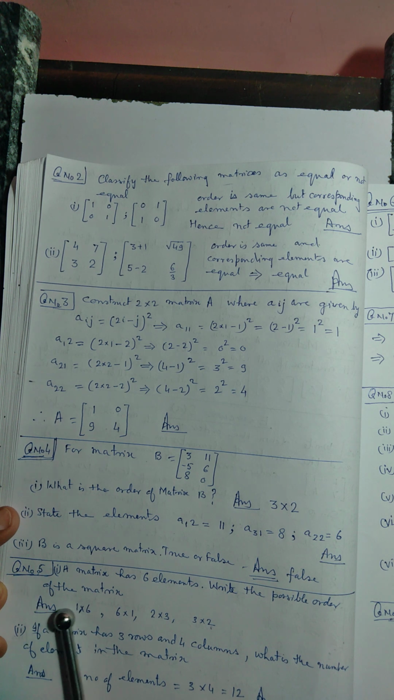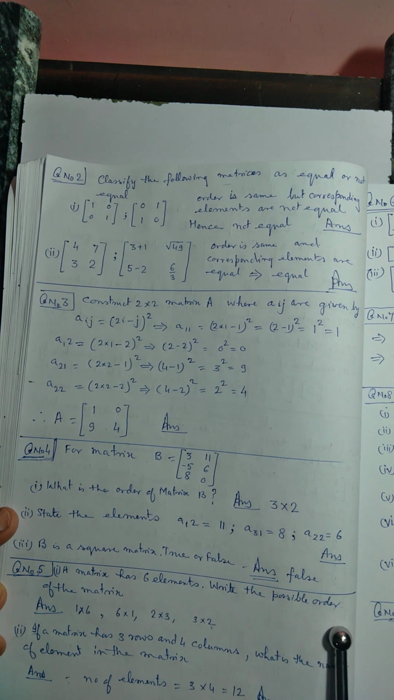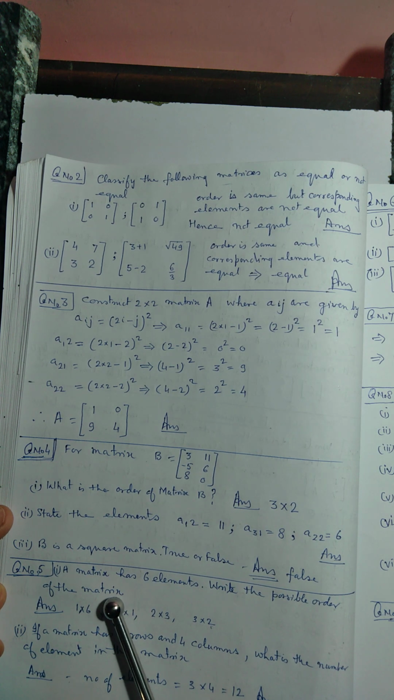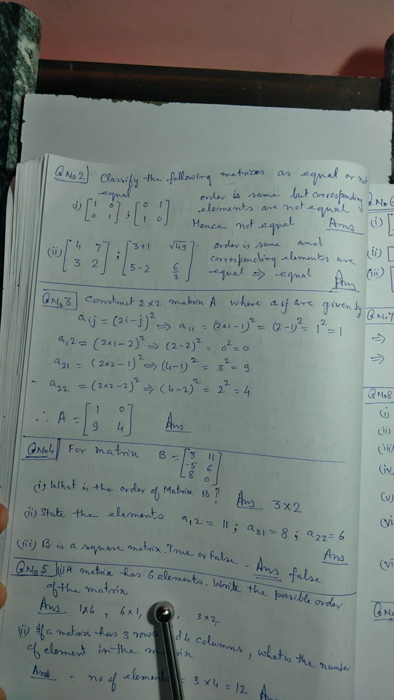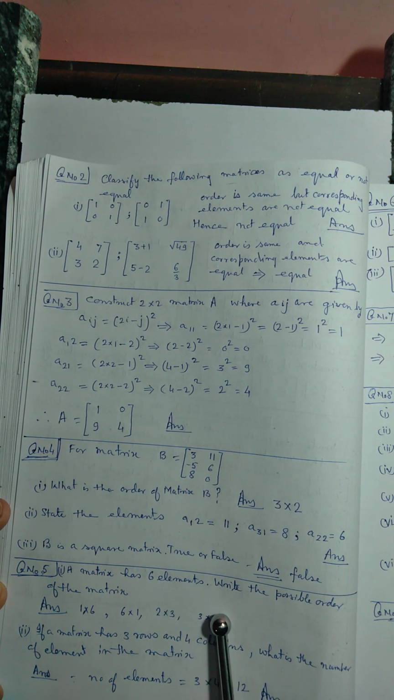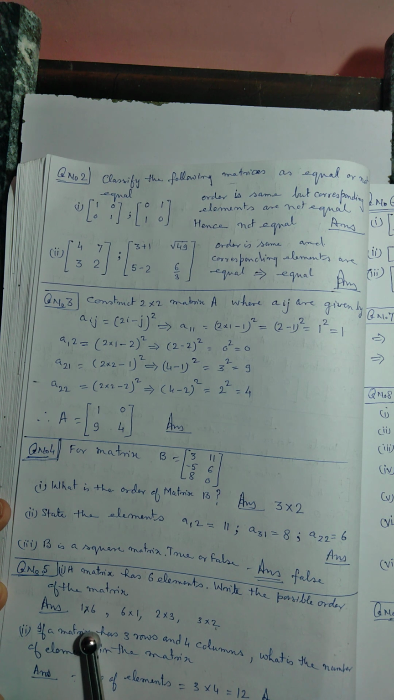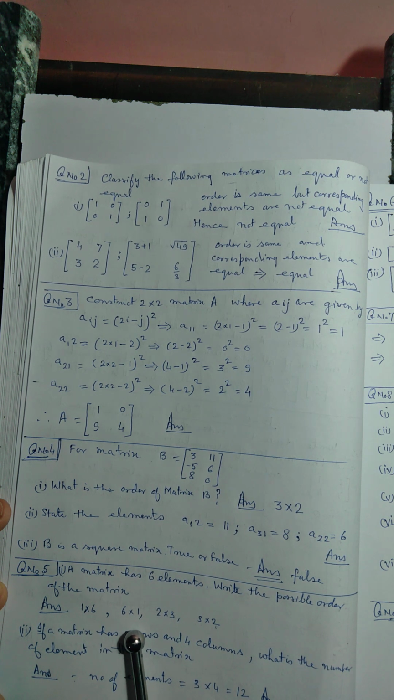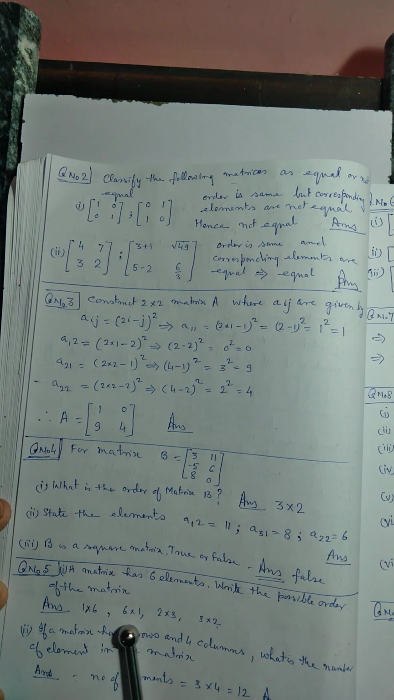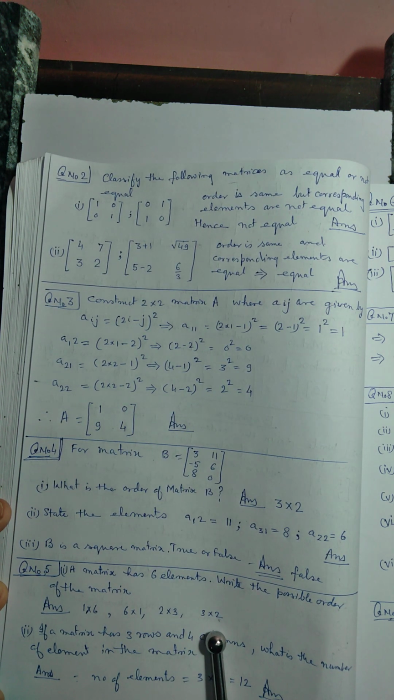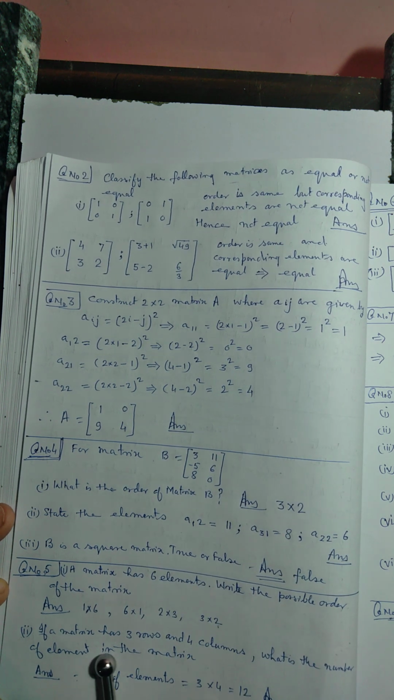Now question number 5. A matrix has 6 elements. Write the possible order of the matrix. There are 6 elements. We have to write down the possible order of the matrix. So it may be 1 into 6 or 6 into 1 or 2 into 3 or 3 into 2. These are the possible orders of the matrix where 6 elements are present.